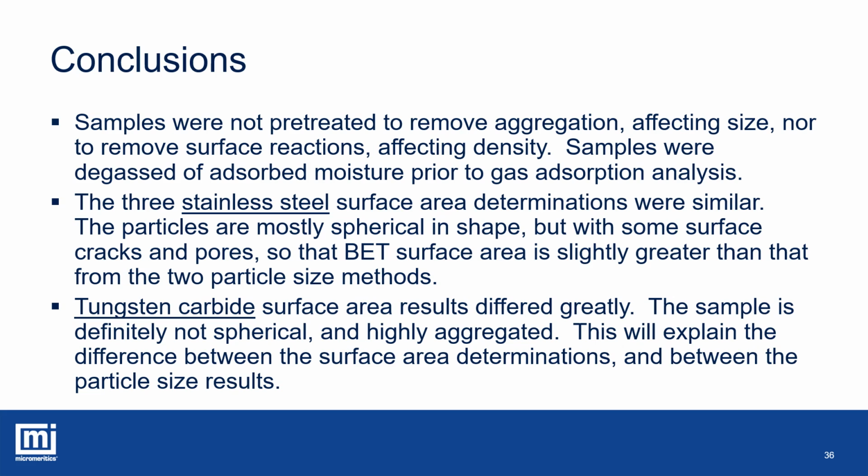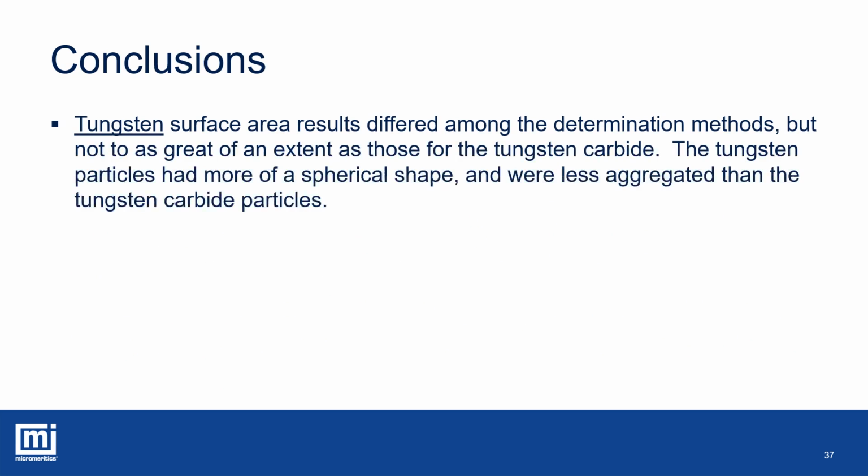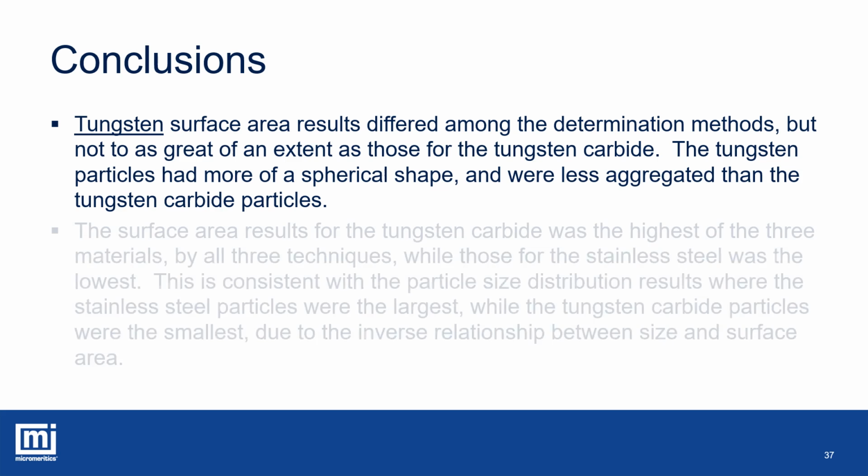And the tungsten surface area results differed among the determination methods, but not to as great an extent as the tungsten carbide. Tungsten particles did show more spherical shape and were slightly less aggregated than the tungsten carbide particles. The surface area results for the tungsten carbide was the highest of the 3 materials by all 3 techniques, while those of the stainless steel was the lowest.